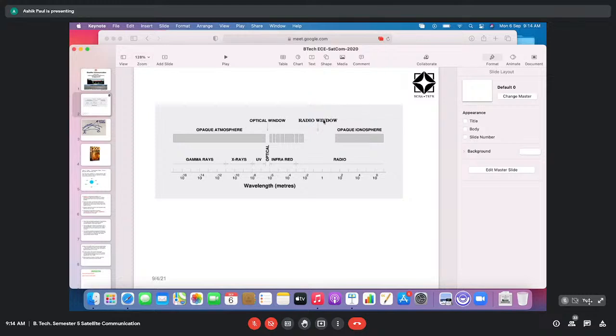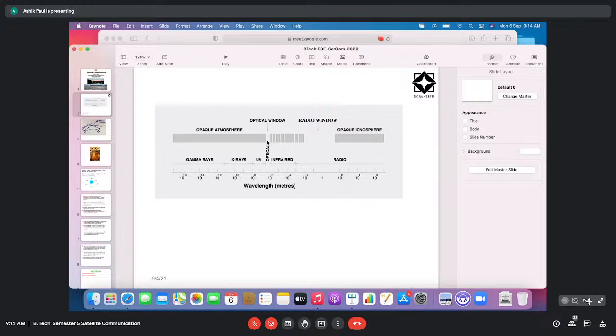That means any signal from an external source can either enter or leave only through this predefined radio window as well as the optical window. Now, because the optical window is much narrower in terms of wavelength, as we can see from this figure, the scope of applications being developed using this optical window is much less.